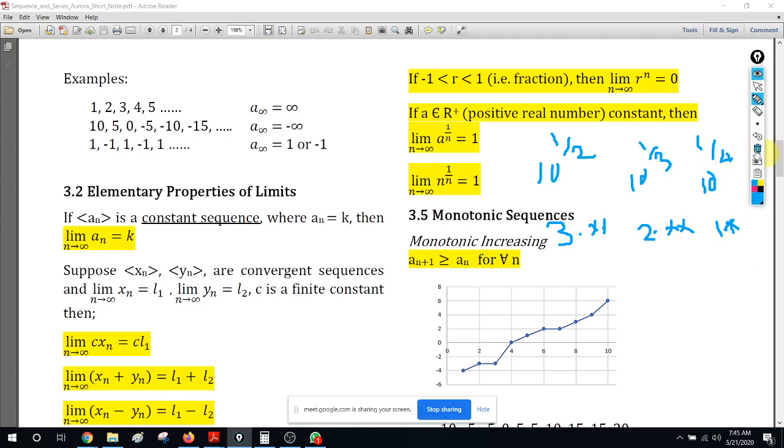Right, you can take the calculator and keep checking. You will see that it is getting closer and closer to 1. So a very good thing is to take a calculator and look at it, right?